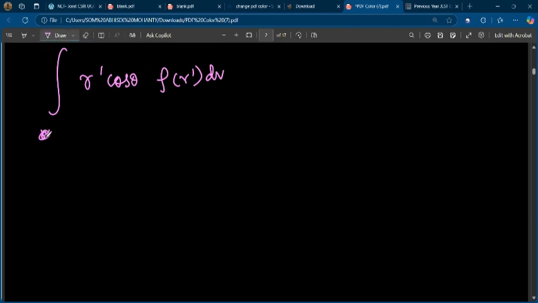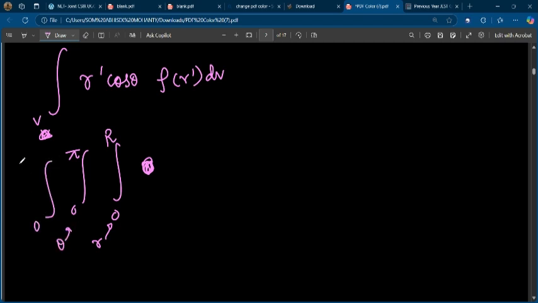So this is v. That means the integration for this one will be again v. That means integration 0 to r, 0 to pi. This is for r, this is for theta, and 0 to 2 pi. This is for phi.